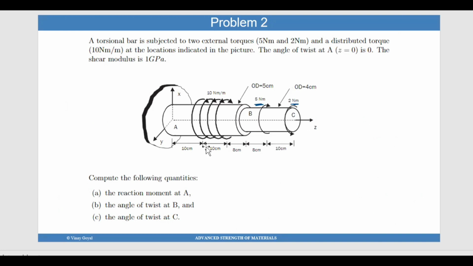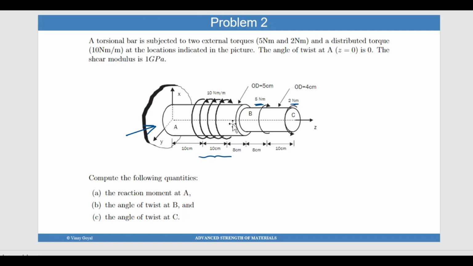And there is also a distributed torque. This torque is distributed over 10 centimeters, so that it's 10 Newton meter per meter. So it's the entire torque, like a distribution. So there are three external torques, one, two, three, and the fourth external torque that the reaction due to the wall will apply. So there are four external torques on this.